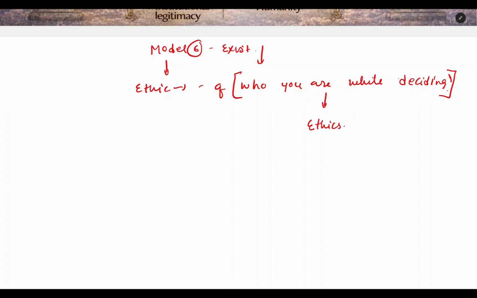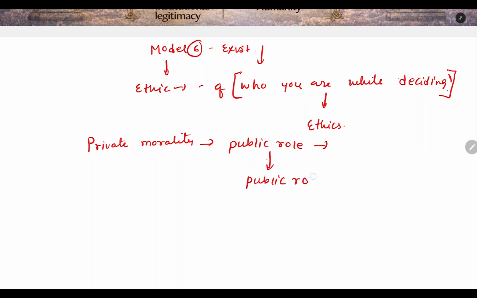So why does this model exist? UPSC ethics does not test private morality. It is testing your public role morality, when you are in society, in public, and acting as a public servant.